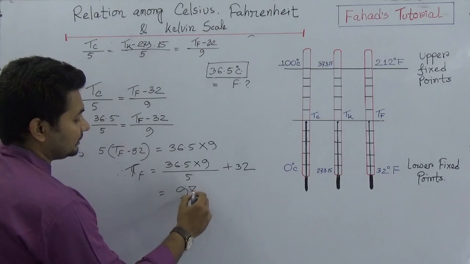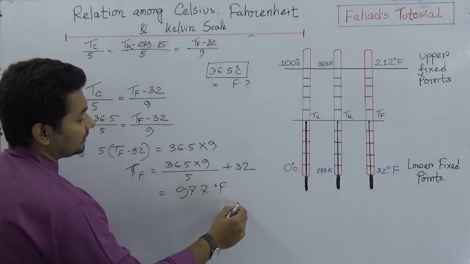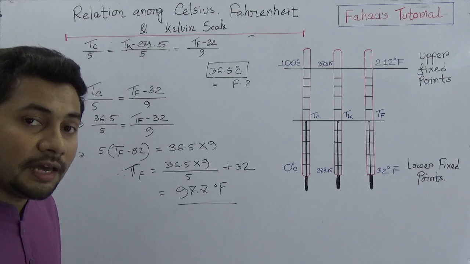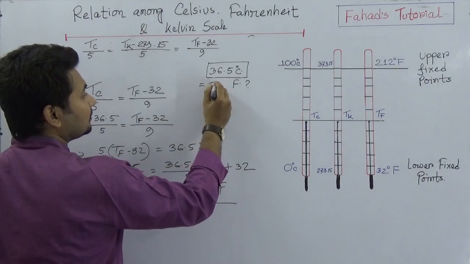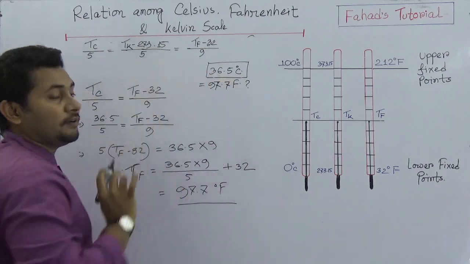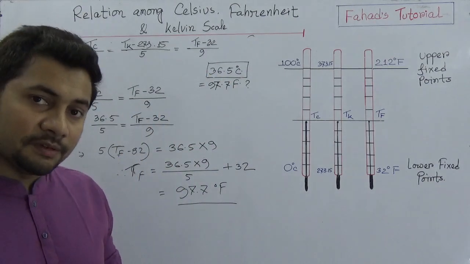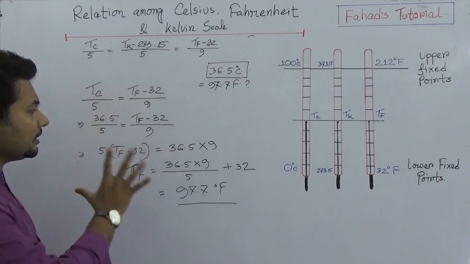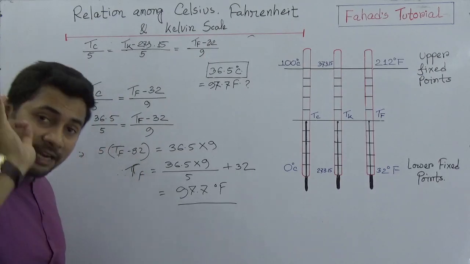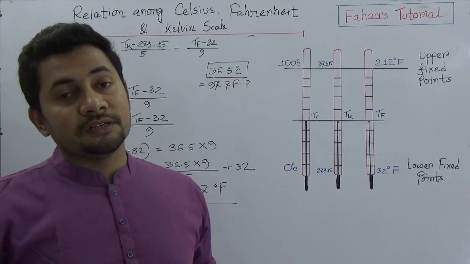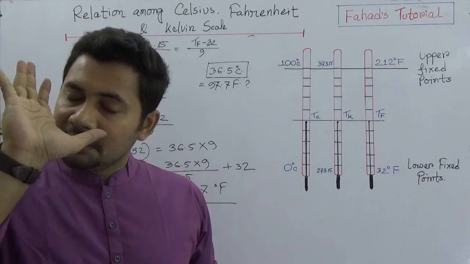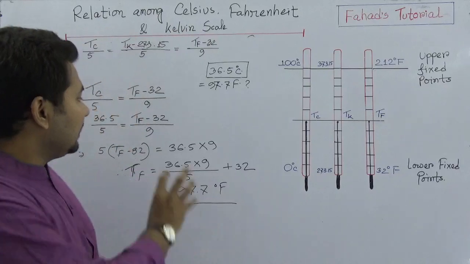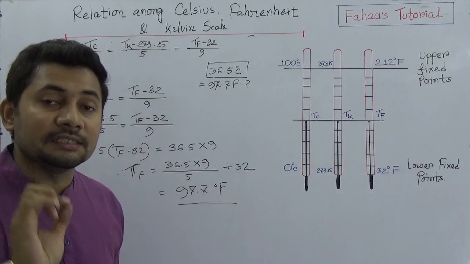So 97.7 degrees Fahrenheit is the value equivalent to 36.5 degrees Celsius. I hope you understand. This is pretty easy. I think students of the Russian Cadet College, and whoever is watching this tutorial, you are so talented, and this should be very easy for you.